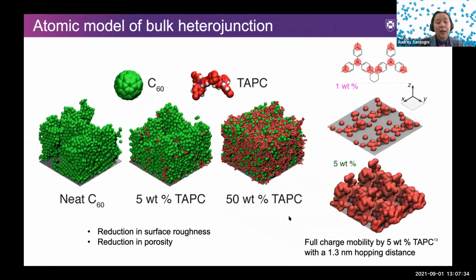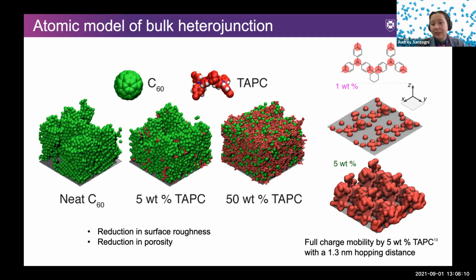I modeled the vacuum deposition of these thin films at different weight percents of the donor material, as you can see. And we can see that with an increasing weight percent of the donor material, we have a reduction in surface roughness of the thin film and a reduction in the porosity. So we can make the leap that an increasing amount of TAPC helps lubricate the system, and we end up with a more dense and smoother layer.